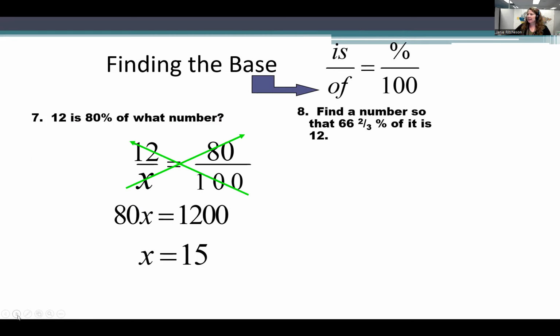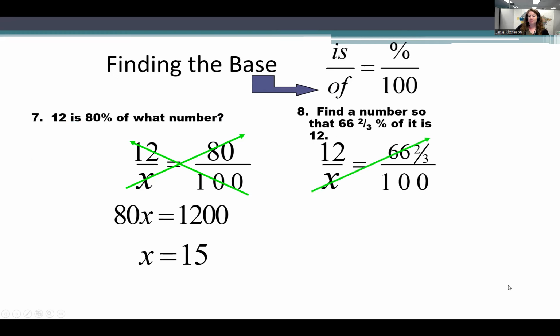All right, try number 8. All right, there's our percentage. 66 2/3 is a percent. It's got to go over 100. "Find the number so that this number of it is 12." So our "is" goes on the top, and we're missing our "of." That one's worded a little different, but you still find 12 next to the word "is."